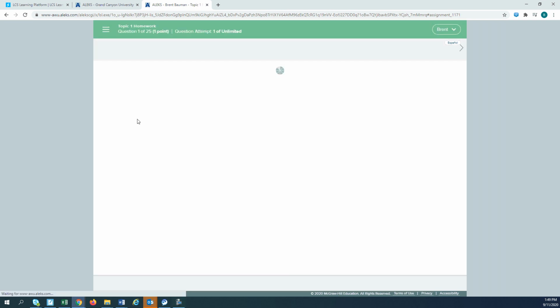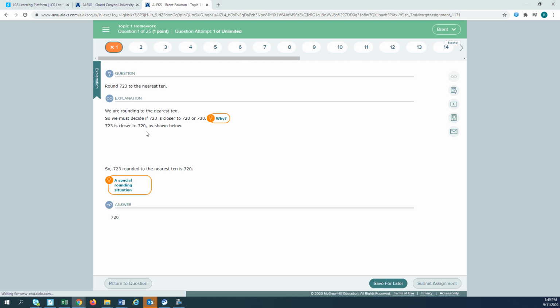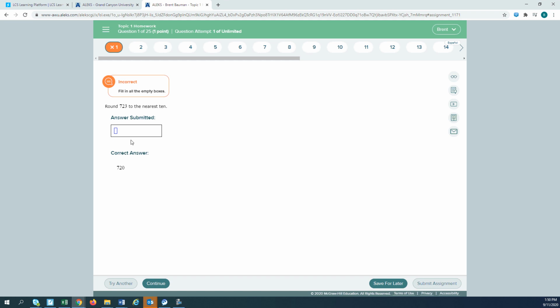So in the homework, you're going to have a list of questions to go through, and you're going to have different resources to use. Over here on the right side are the resources. If you want to just look at the question, you hit return to the question. So here's the original question. You look at it and you're like, maybe I don't know how to do this. Maybe I do. If you don't, then you go over here and you have options. There's an explanation, an example, a video, and the ebook.